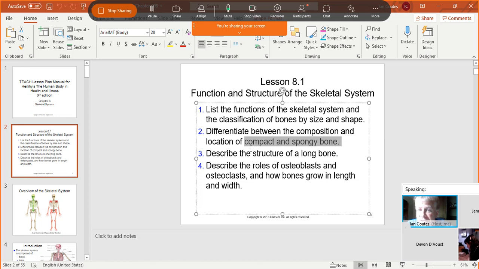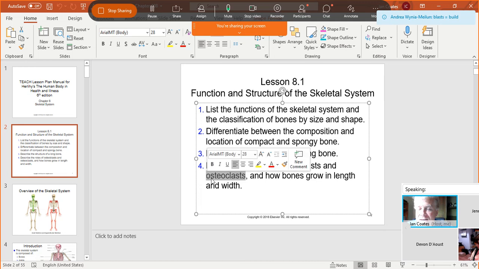We'll talk about the structure there, the long bones. You remember osteoblasts. Remember, I think we were talking about myoblasts. But cells that are blasts build. All right, so we're going to talk about the role of osteoblasts that build and osteoclasts that destroy bone.